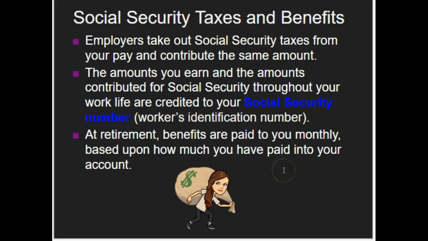Retirement benefits are then paid to you monthly based on how much is in that account when you retire. So if you've worked all of your life, then you probably have a really good amount of money in your Social Security account, which means that you'll have a decent amount coming back to you when you retire. If you haven't worked all of your life, like some stay-at-home moms who've missed years and years of work, they actually have a lower amount in their Social Security account. And that means when they retire, less will be paid back to them throughout their retirement years.